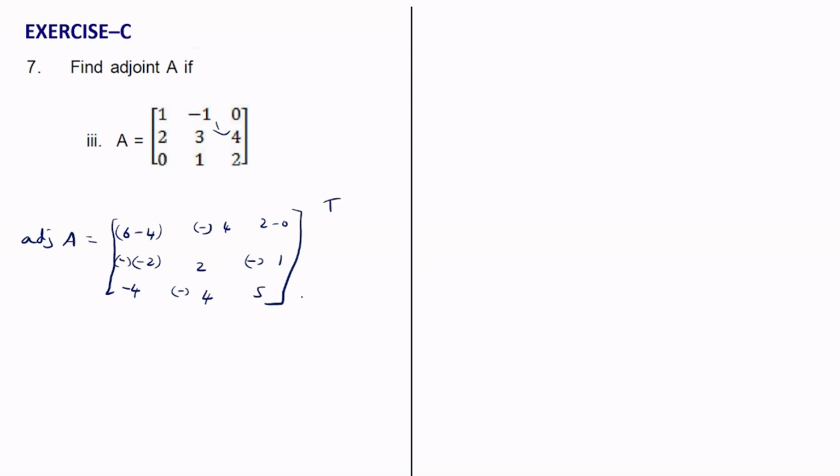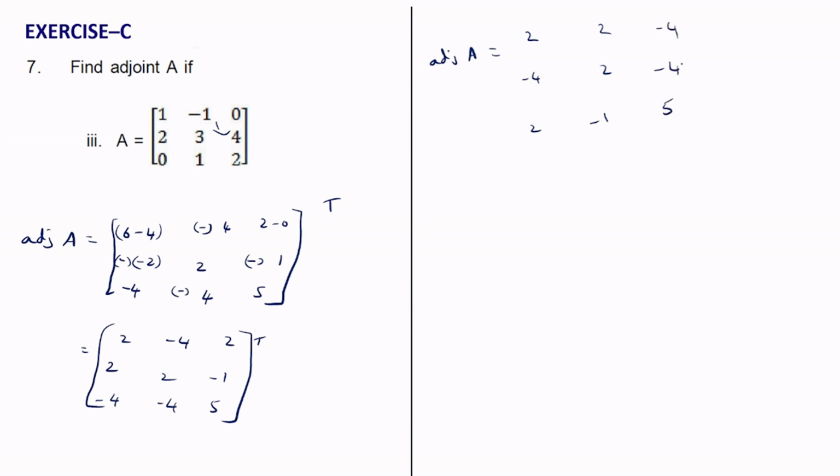The whole transpose. So this is 2 minus 4, 2. Then it is 2, 2 minus 1. Then it is minus 4, 5. The whole transpose. So adjoint of A: the first row becomes the first column. Second row becomes the second column. And the third row becomes the third column. So this is adjoint of A. So with this the exercise is over. Let us move on to the next exercise.